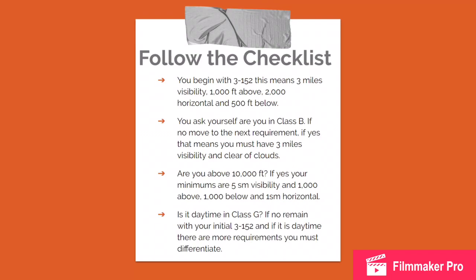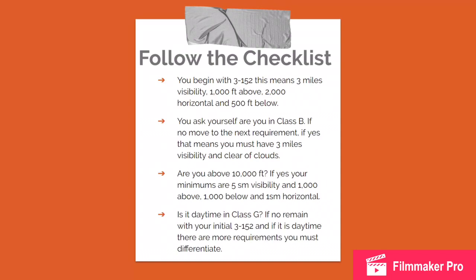If you are not in class Bravo, that's when you move on to the next step, and the next question is, are you above 10,000 feet? If yes, we're going to remember from the triangle that means you are in class Echo, and you need to have 5 statute miles visibility and 1,000 feet above, 1,000 feet below, and 1 statute mile horizontal distance between you and cloud. The next question is, is it daytime in class Golf? If no, you're going to remain with your initial 3, 5, 1, 2. And if it's daytime, there are some more requirements you must differentiate.